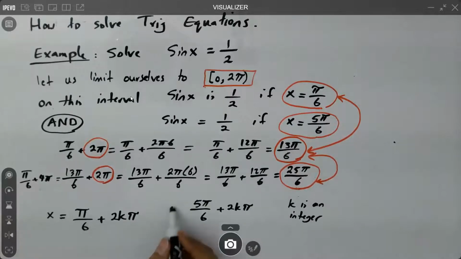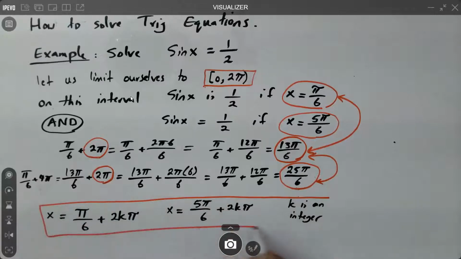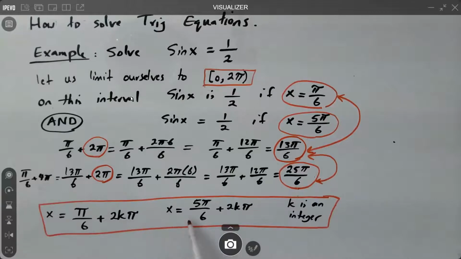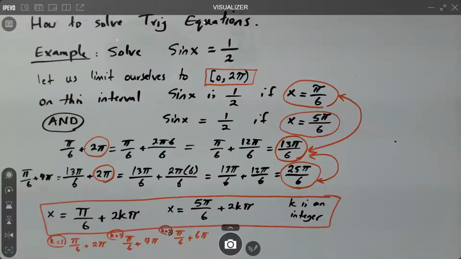So the solution set is written in two formats. X is pi over 6 plus 2k pi, and also x is equal to 5 pi over 6 plus 2k pi. K is an integer. Very good. So let's take a look at another example.